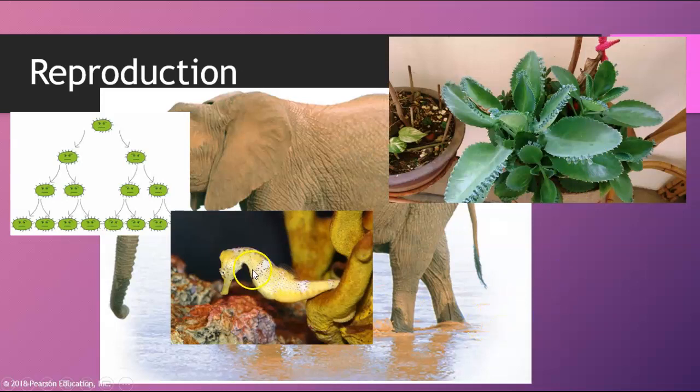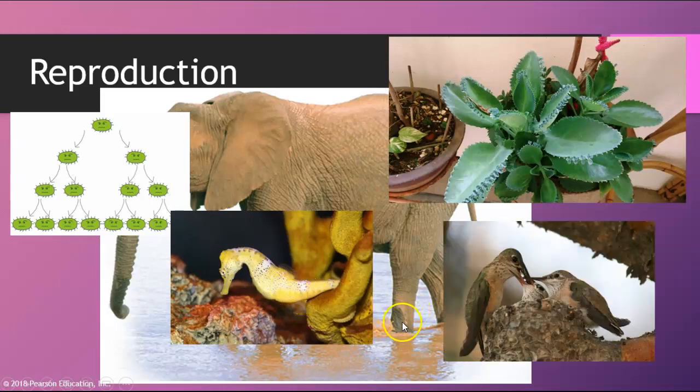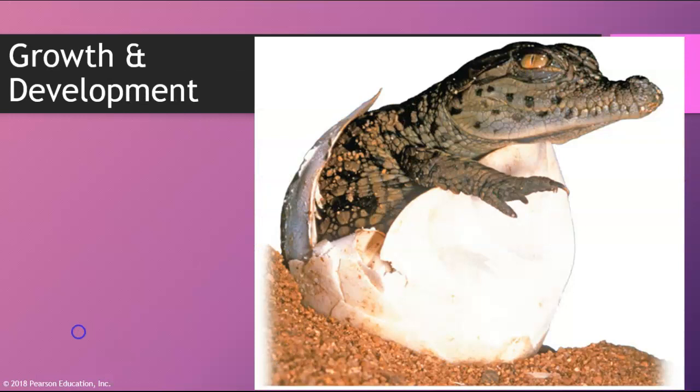Of course, animals generally undergo sexual reproduction. And so like the seahorse here, or like the birds, they're again going to produce offspring that look like themselves. The offspring are going to end up being the same species that the parent belongs to.